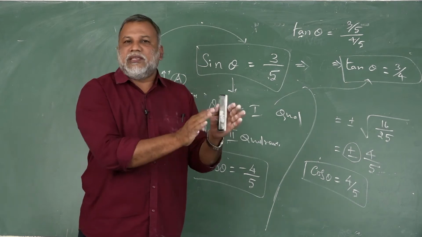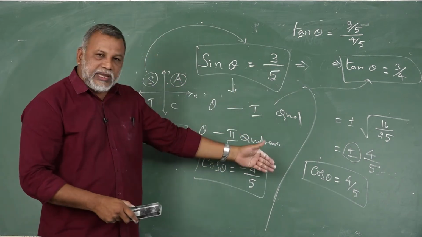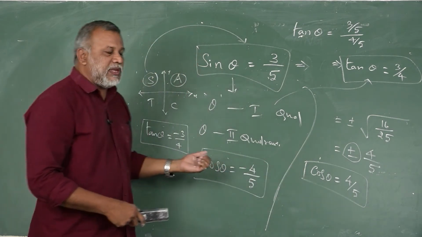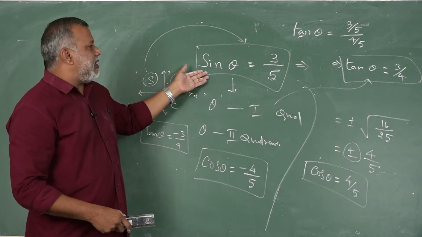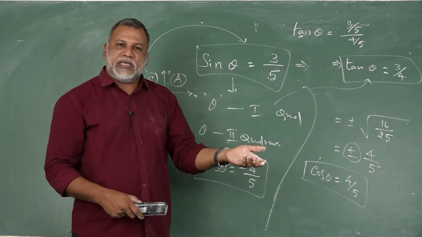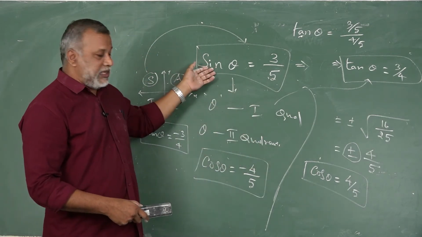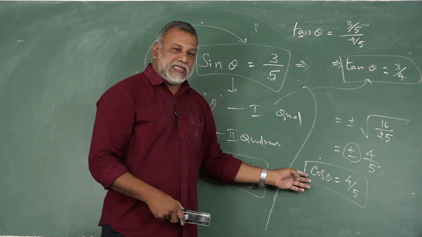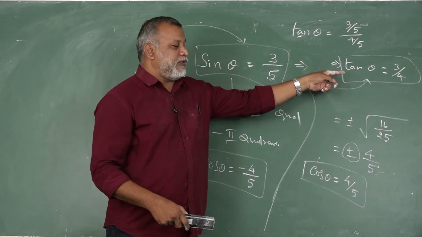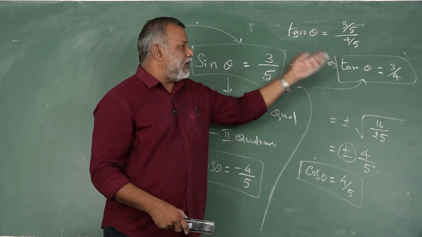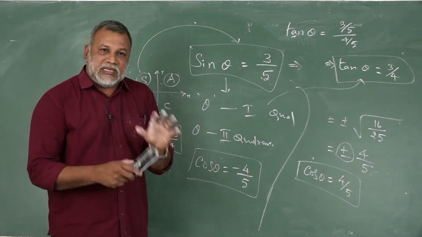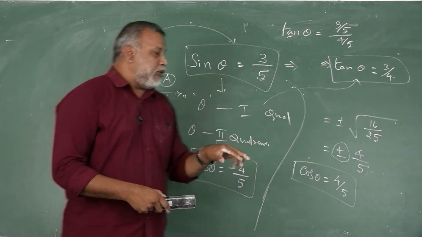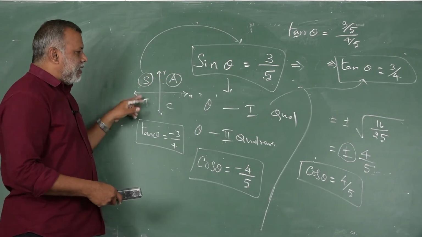According as theta lies in which quadrant, the trigonometrical values get either positive or negative. Since sine is 3 by 5, immediately we can take the reciprocal and find the cosecant. Cos is 4 by 5, take the reciprocal, we get secant. Tan is 3 by 4, then immediately we are able to find the value of cot.